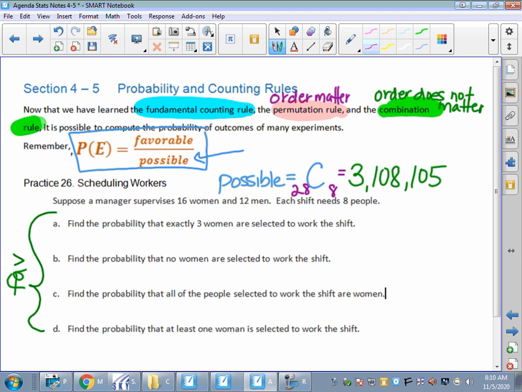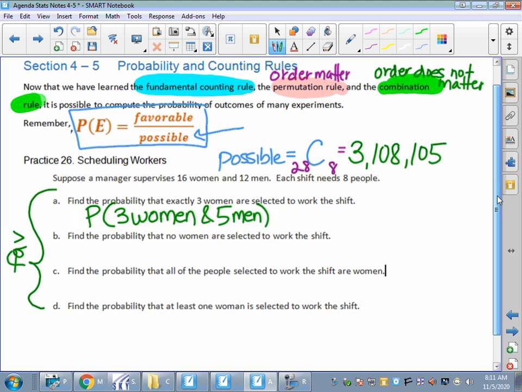So find the probability that exactly 3 women are chosen to work the shift. Think about the probability, what you have to find. We're going to find the probability of 3 women, right? But how many people are working? 8. So if there are exactly 3 women, there have to be 5 men working that shift. Does that make sense? It still has to add up to 8 people working. We can't forget about the other one. We can't just say 3 women and that's it, because it says 8 people. So it's an and in the middle.